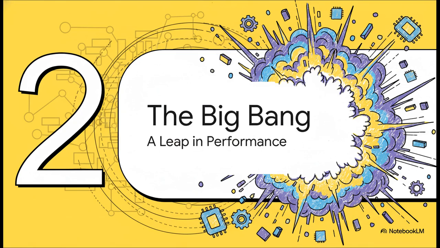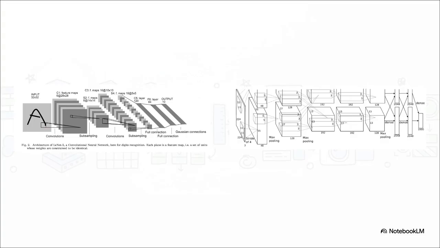And then, 2012. Everything changed. I mean, everything. It was like a big bang moment for deep learning, and it was all because of a brand new and way, way bigger blueprint. Just look at this. This visual says it all. On the left, you've got the clean, simple design of LeNet-5. And on the right, that's AlexNet. It's a beast. We're not talking about a small step up here. This was a monumental leap in complexity.